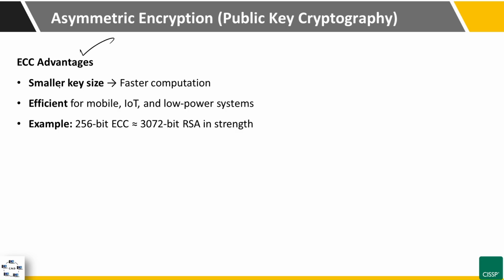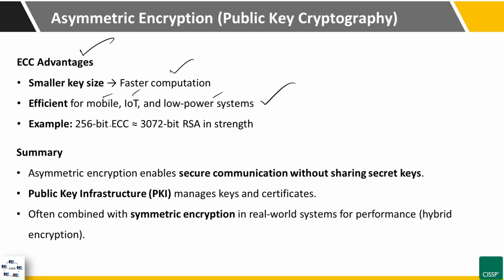So ECC advantages are that they have a smaller key size with strong security. That's why their computation is faster, and it is efficient for mobile, IoT, and low power systems, as I already said. For example, 256-bit ECC is almost equal to 3072-bit RSA in strength. So that's a huge difference in key length, but they have the same strength.